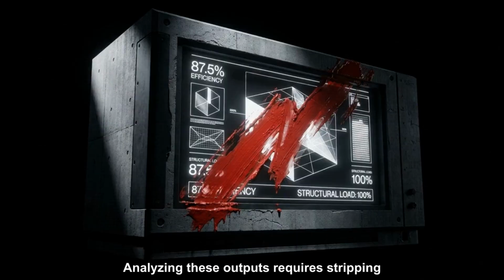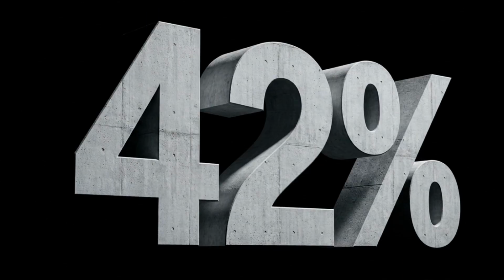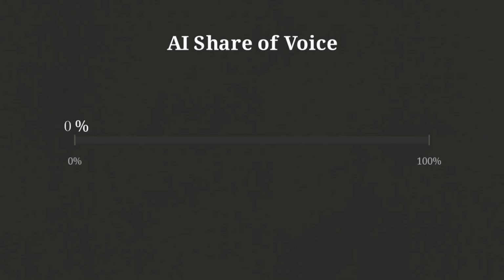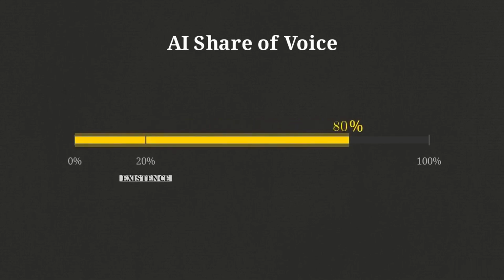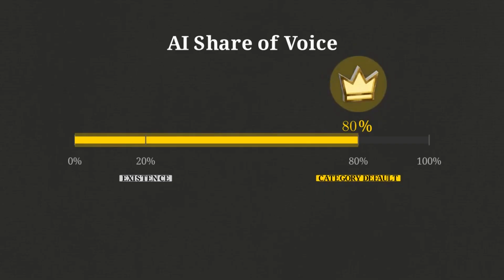Analyzing these outputs requires stripping away static benchmark percentages. A static visibility number holds no strategic value when separated from your specific business model and prompt set. The absolute numbers only indicate thresholds. Holding 20% of the share of voice indicates your brand exists in the data. Breaking past 80% signals you are the category default.